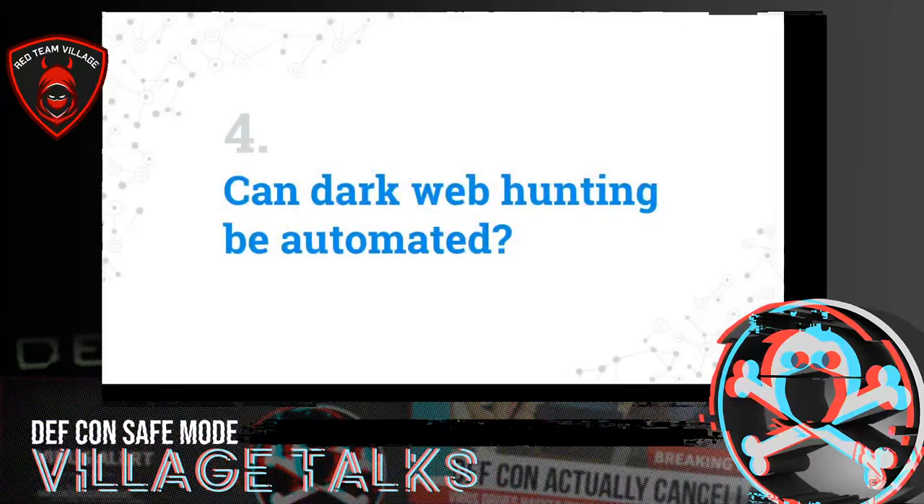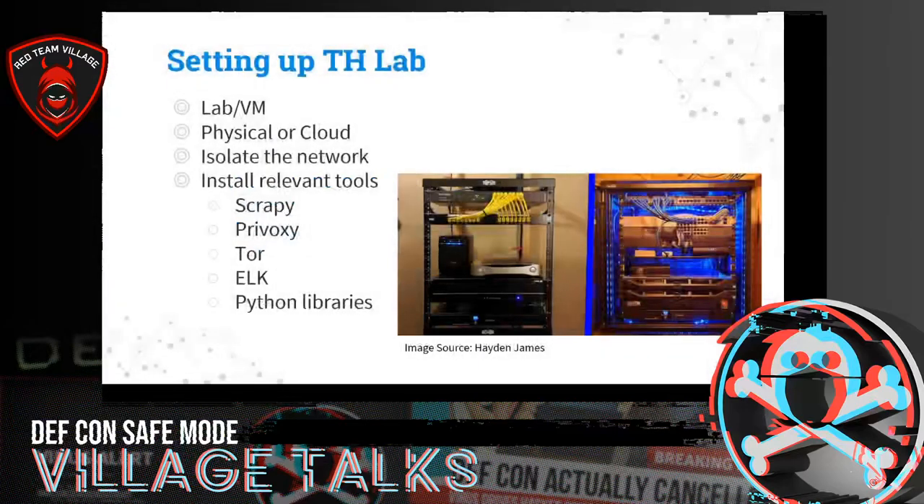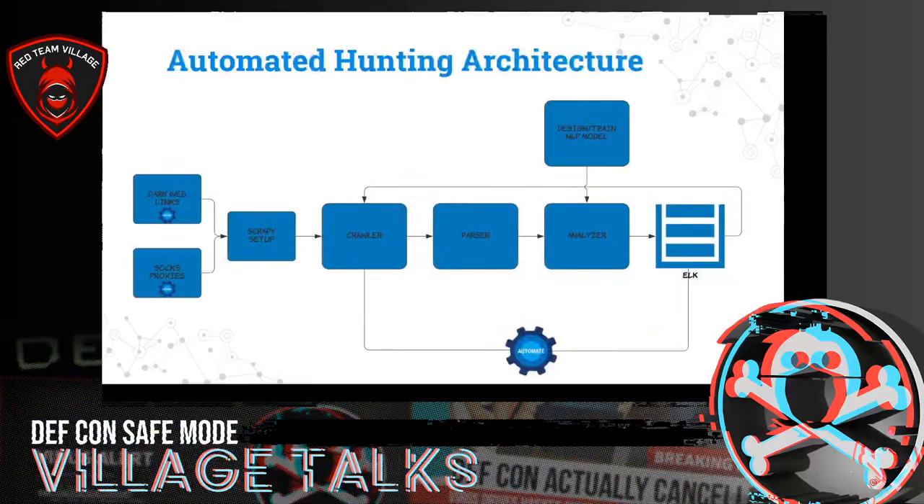Now moving on, we talked about tools and we talked about the human intelligence part. Now comes the pipeline or architecture of how you can automate this threat hunting. Before that, I would suggest setting up a separate system. You don't want your personal data on the system where you are doing threat hunting. You can set up any lab or VM, whether physical or on cloud. Just isolate the network and install relevant tools like Scrapy, Privoxy, Tor. If you are using Elasticsearch or Kibana, then ELK, and different Python libraries that would be necessary for your task.